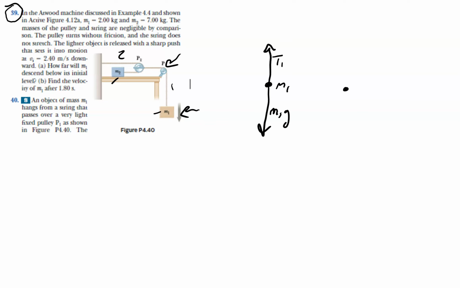Now for M2, well, M2 also feels a force downward, M2G. There's a normal force upward that'll take care of that weight force for us. There's no friction here. We'll deal with friction later. And then there is a force of tension, T2, that pulls it to the right.